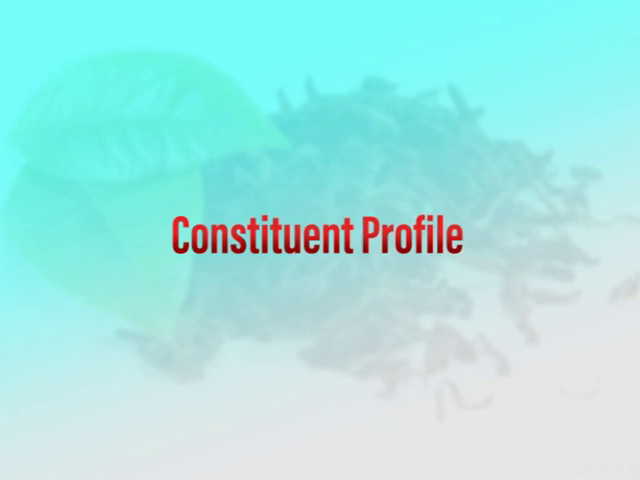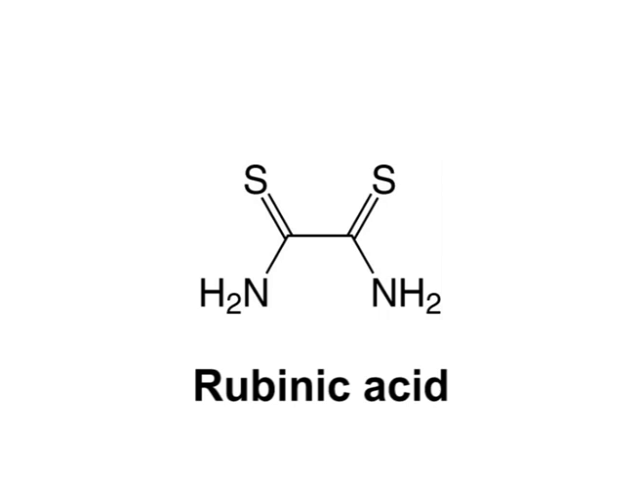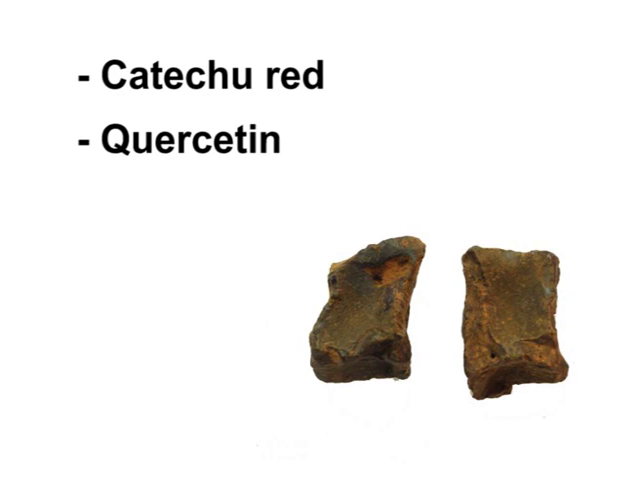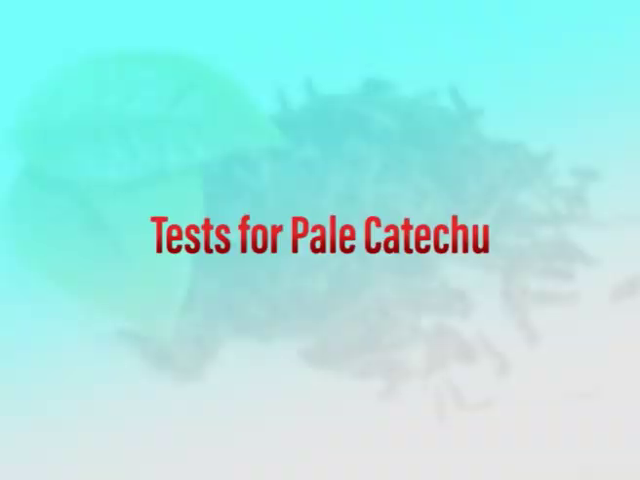Now coming to the constituent profile of the pale catechu. Pale catechu contains a high percentage of catechin and catechutannic acids. However, rubinic and japonic acids are also present in small amounts. The other constituents of the pale catechu are catechu red, quercetin and gambier fluorescein, which is a fluorescent substance. Now coming to the tests.